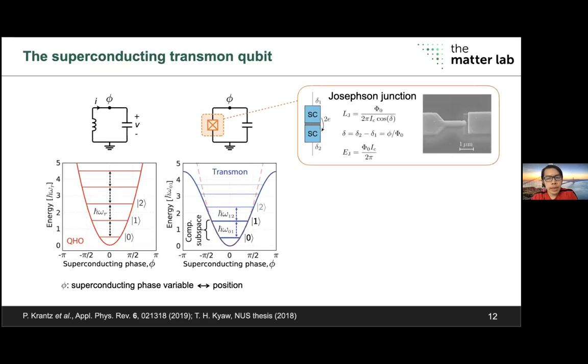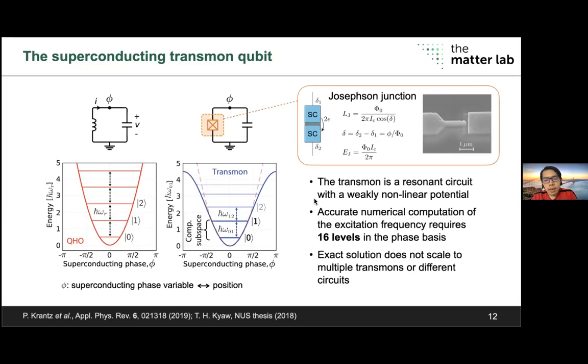This is on the right hand side. This is the FEM image of a typical chosen junctions that you will use in the experiments. Okay. And the 16 levels that I mentioned previously come from taking into consideration the proper energy level truncations of these so-called anharmonic oscillator quantum systems, and that is where the system is coming in, right?